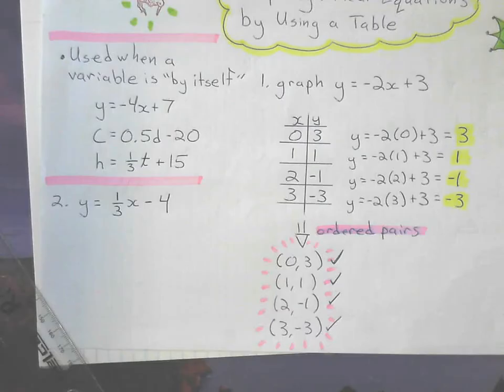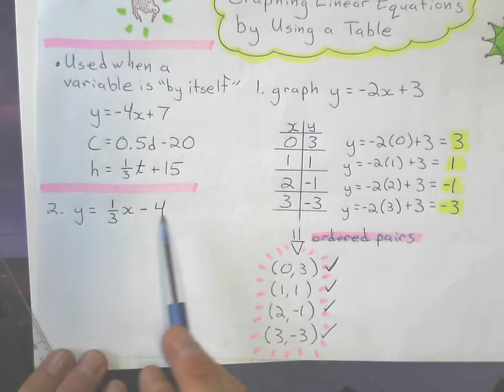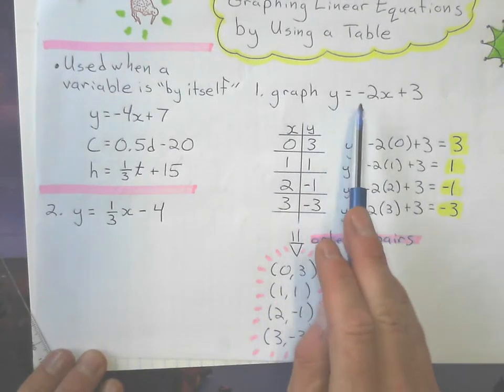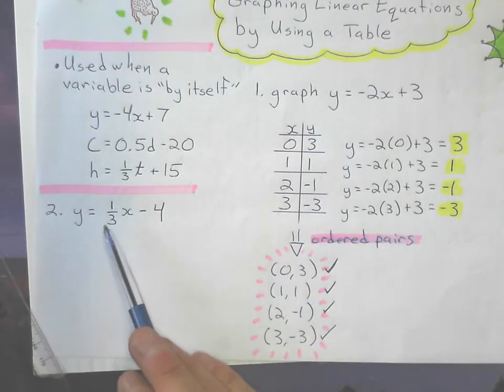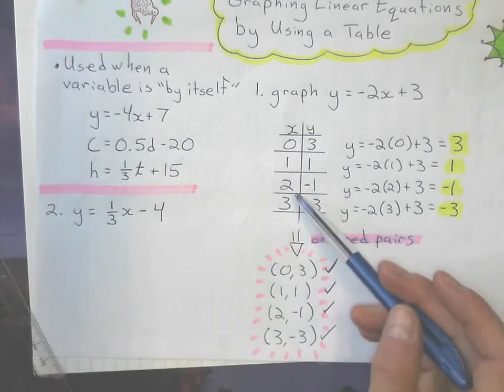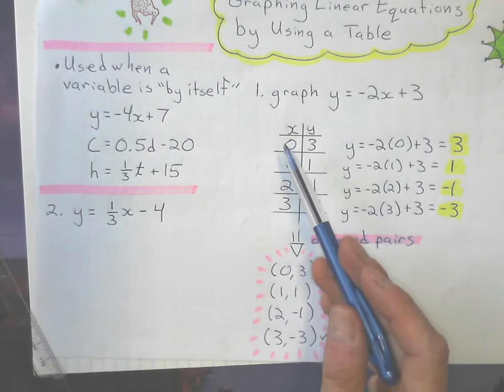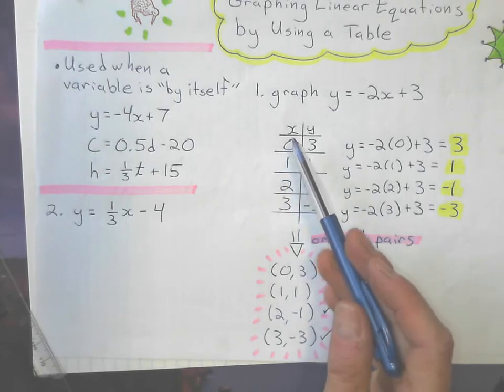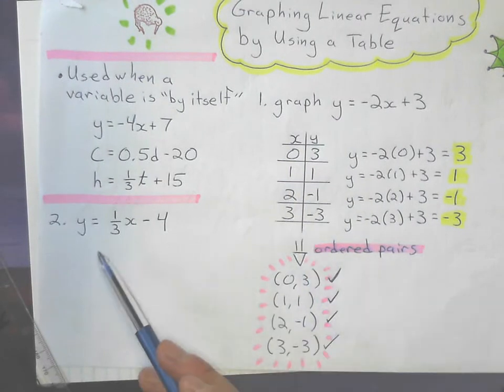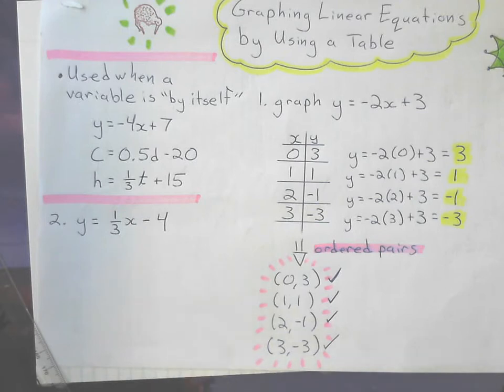Alright, let's do another one. Let's try an equation that has a fraction in there. It's not a perfect world, so we won't always get equations that have just integers in them. We make the table just like this, and we pick values for x. We're in control of the values for x. You don't always have to pick 0, 1, 2, 3. You can pick anything you want.